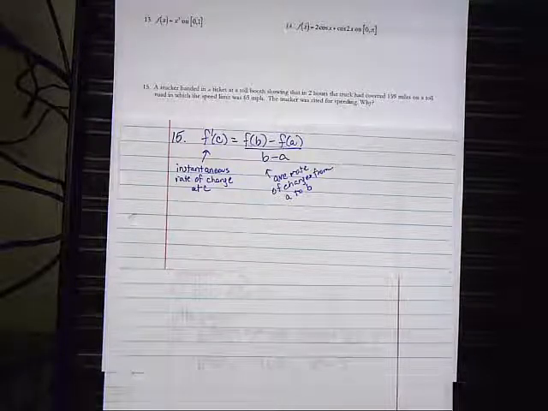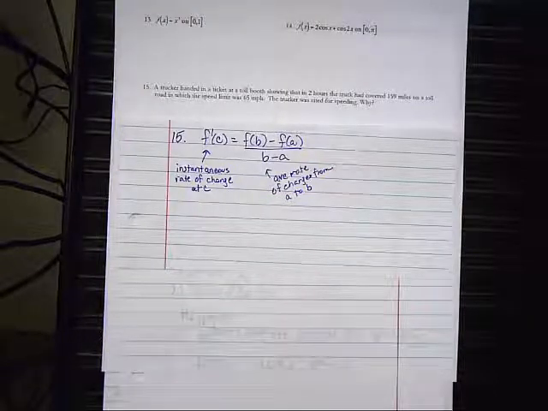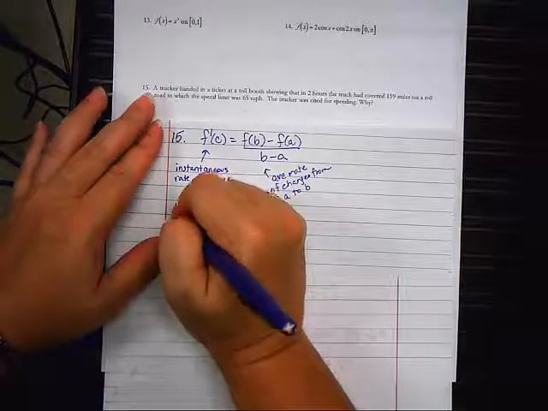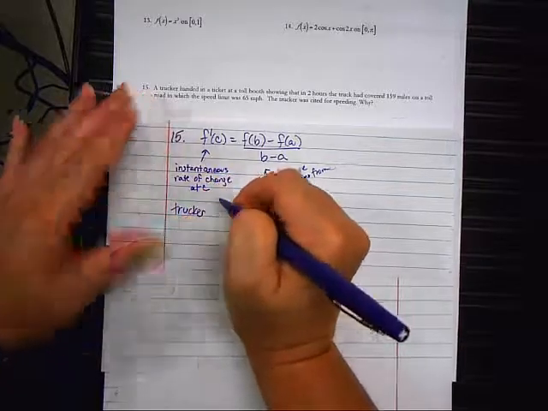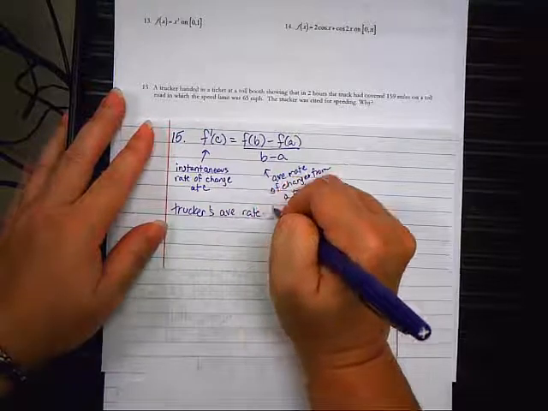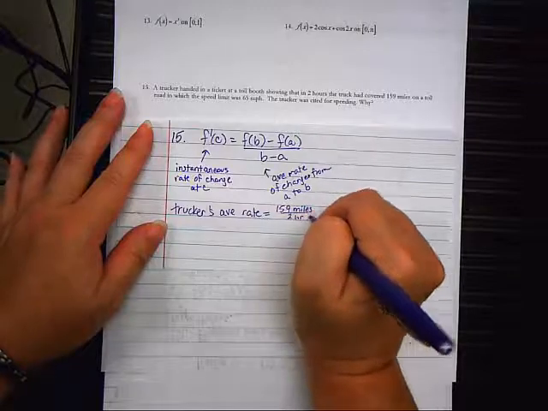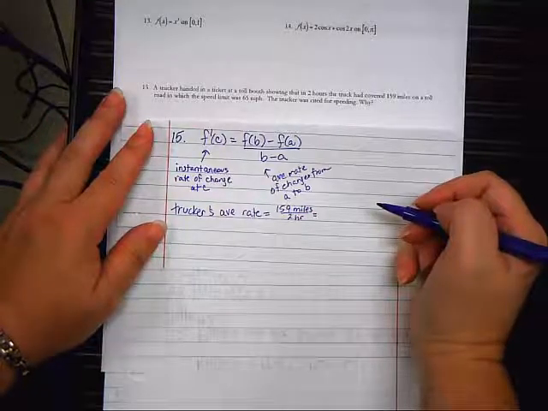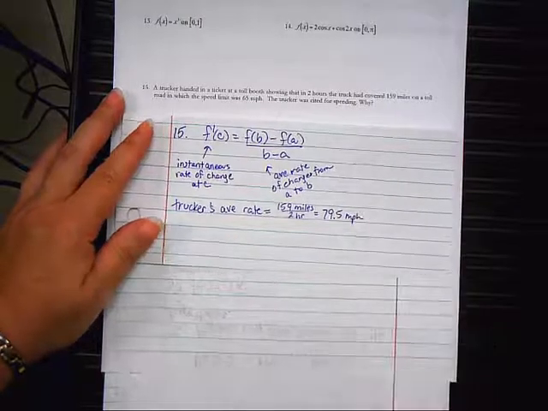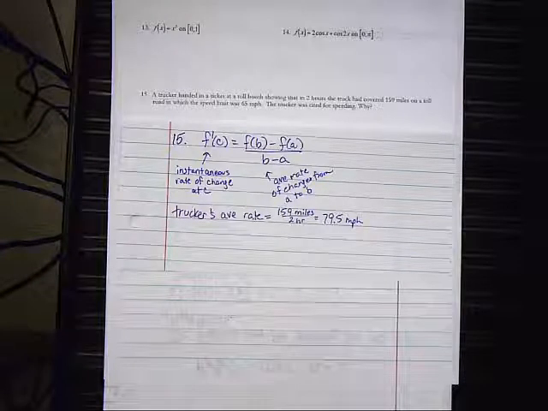Okay. From what the problem tells you, could you tell me his average speed on that 2-hour trip on the toll road? 79.5 miles per hour. Right. That already is irrefutable proof that he was speeding at some point. Exactly. The trucker's average rate was calculated to be 159 miles in 2 hours, which is 79.5 miles per hour.